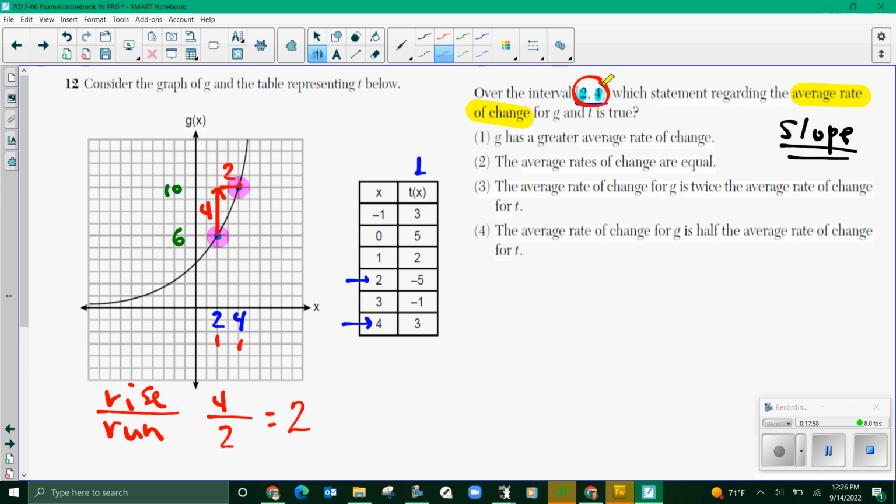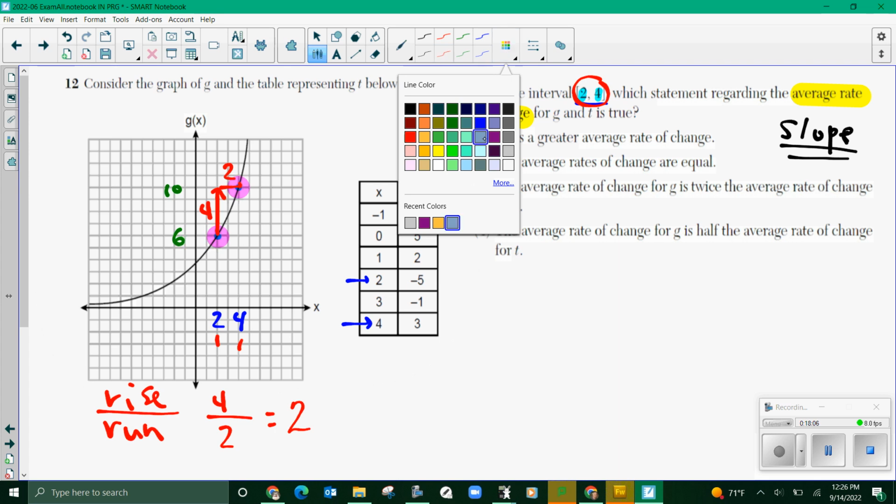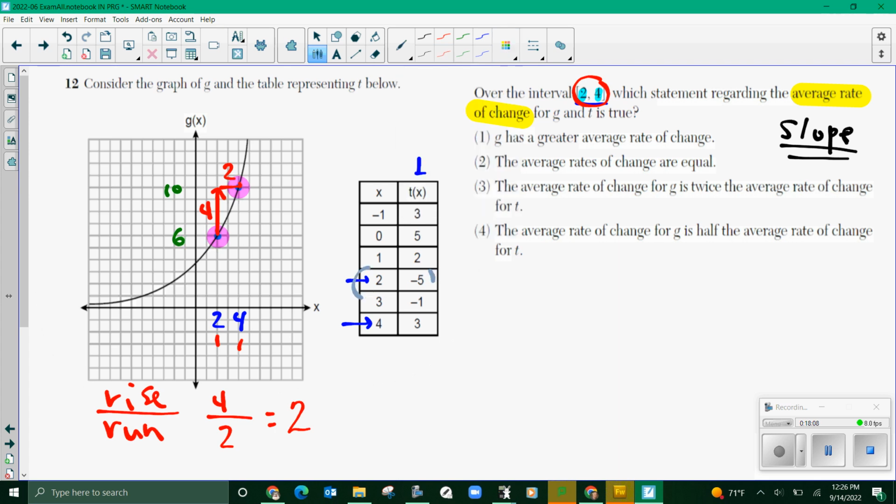So now I've got to do the same thing for T of X, except I don't have a graph. I don't even have an equation that I could put into a graph. But I do have 2 sets of coordinates, okay? Let's even do this. It's better. The highlighter just, to me, jumps out so much. This is one coordinate, my x and y, and this is my other coordinate.